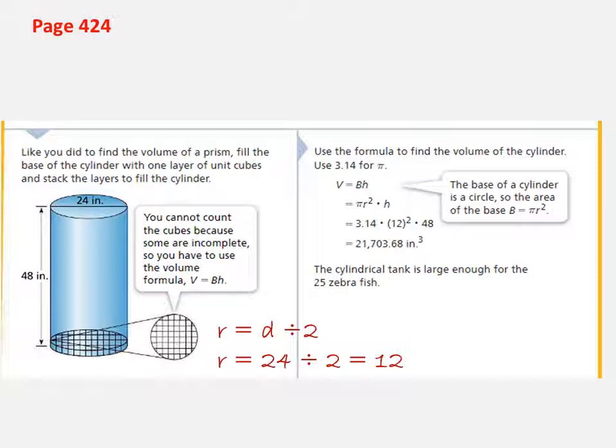Of course, V equals pi r squared H. The question says use 3.14 for pi. So it's 3.14 times 12 squared, because of r squared, times H, the 48. Now multiply. What is 3.14 times 12 squared times 48? Yes, it will be 21,703.68 cubic inch. Of course, this is the volume, and we use a cubic unit to measure the volume. So it's cubic inch, not squared inch. Squared inch is used for the area, but this is a volume, so we must write inch power 3, or cubic inch.